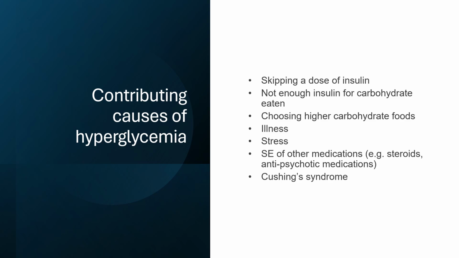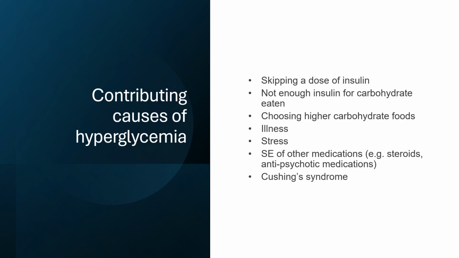So what causes a person to be hyperglycemic? Well, they could have missed their dose of insulin. They could not have taken enough insulin for the amount of carbohydrate they'd eaten, so either they miscalculated or they just chose to give their normal dose and ate extra carbs in that meal or snack. And they might choose higher carbohydrate foods, especially the high glycemic ones that dissolve very quickly as glucose, as opposed to the lower glycemic indexes, which release the glucose over a longer period of time, which has less impact on the glucose levels in the blood.